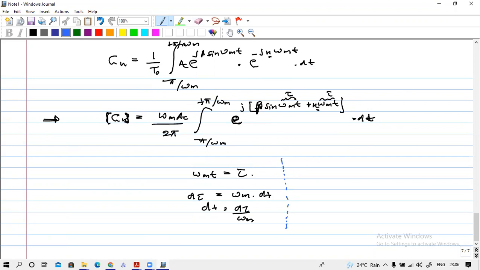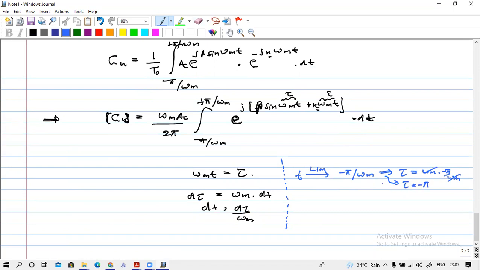Tau is equal to omega m t. Here t is the lower limit, tending to -5 by omega m. So what happened to tau? Tau is equal to omega m times t, and t is -5 by omega m. You can see omega m cancels, so tau is limiting to -5.